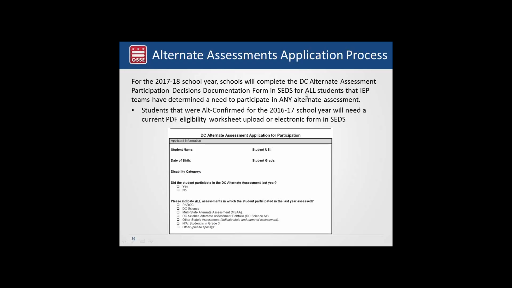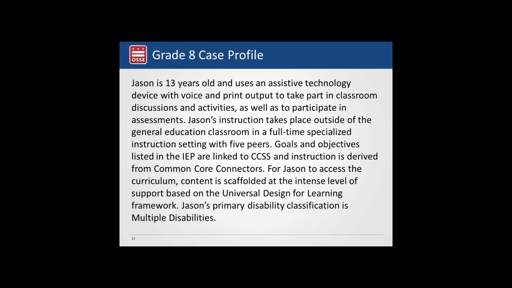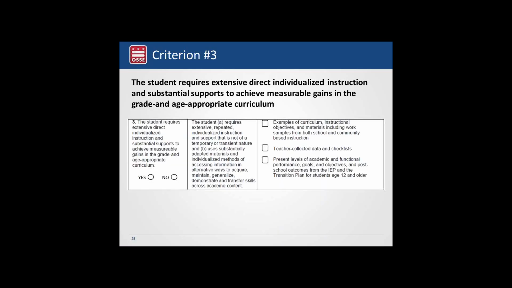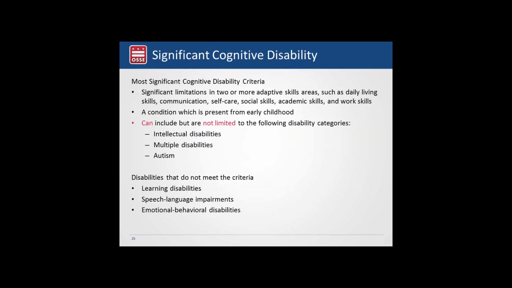Okay, so we had a question from a participant regarding the disability classifications that do not qualify for alternate assessment eligibility participation. So the disabilities that do not meet the criteria for a significant cognitive disability are learning disabilities, speech language impairment, and emotional behavior disabilities.